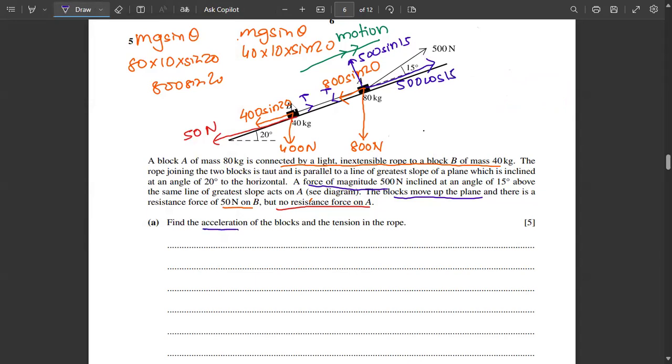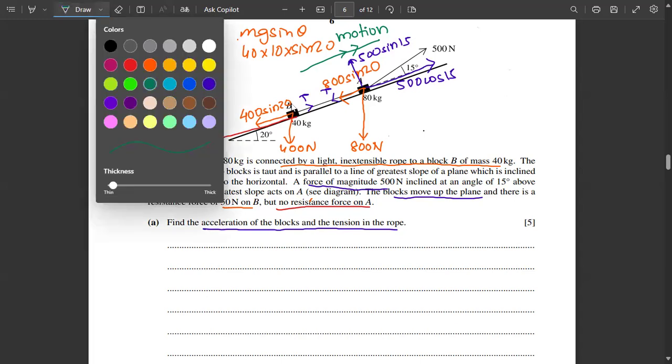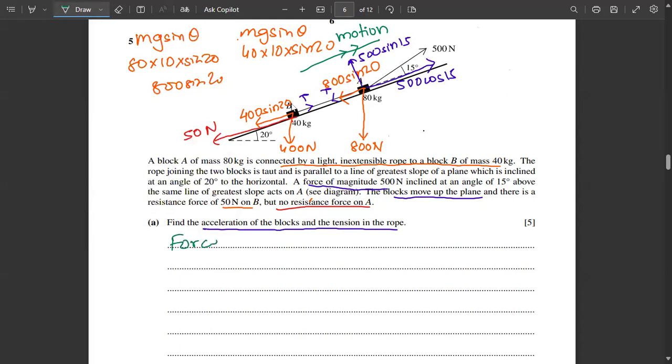The question is to find the acceleration of the block and the tension in the block. So how will we find the acceleration? Let's first write down all the forces on A. The first thing we have to realize is the motion is upwards, so whatever arrow is upwards will be positive and whatever arrow is downwards will be negative. So this 500 cos 15, then 800 sine 20 and this T. These are the three forces acting parallel to the slope on A.